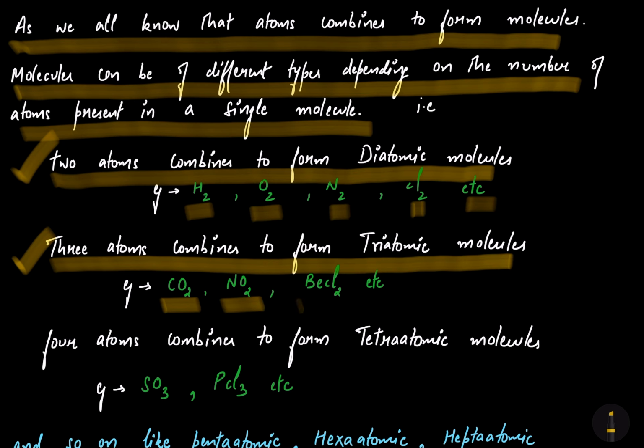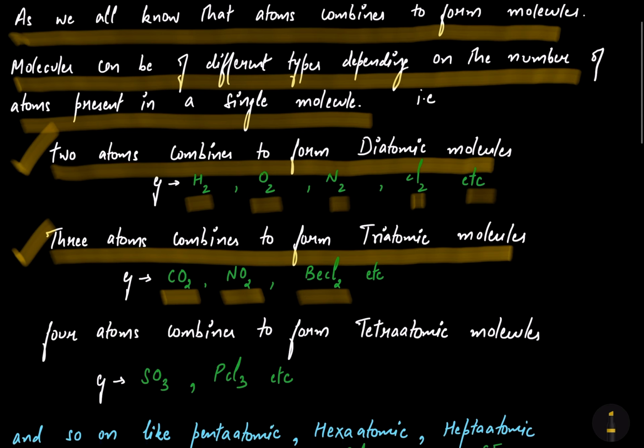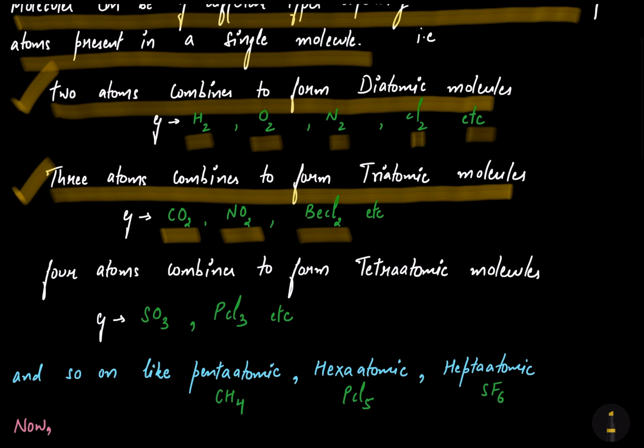In the single molecule of BeCl2, we are having one atom of beryllium and two atoms of chlorine. So in total, we are having three atoms in a single molecule of BeCl2. So it's a triatomic molecule. Now, let's talk about the next type.